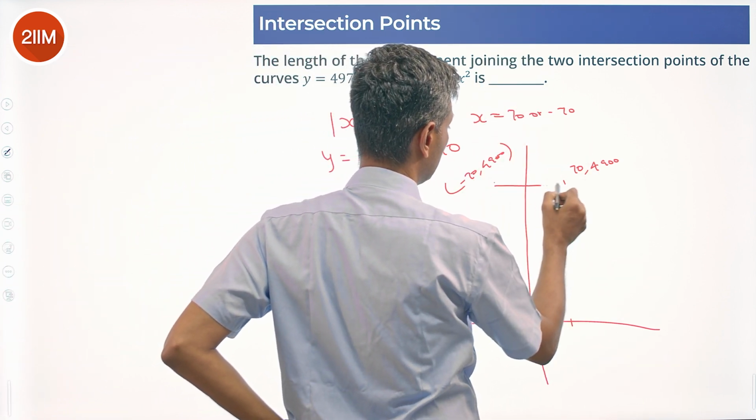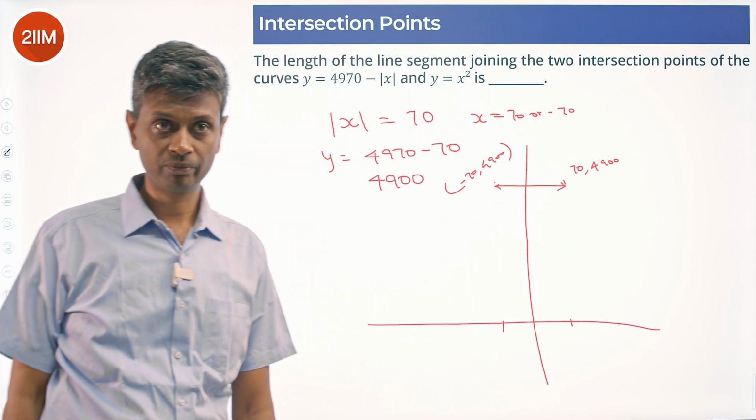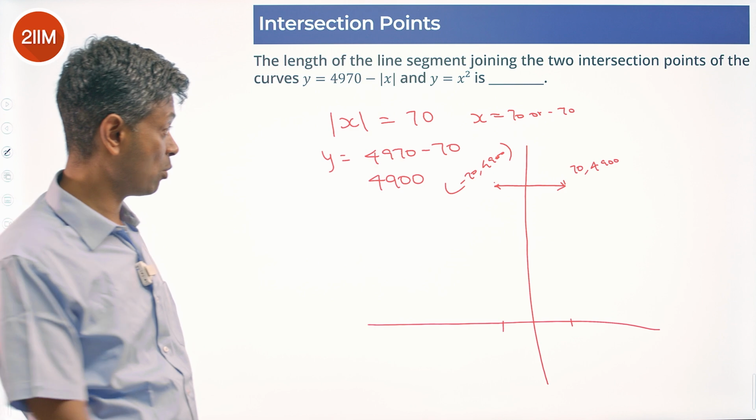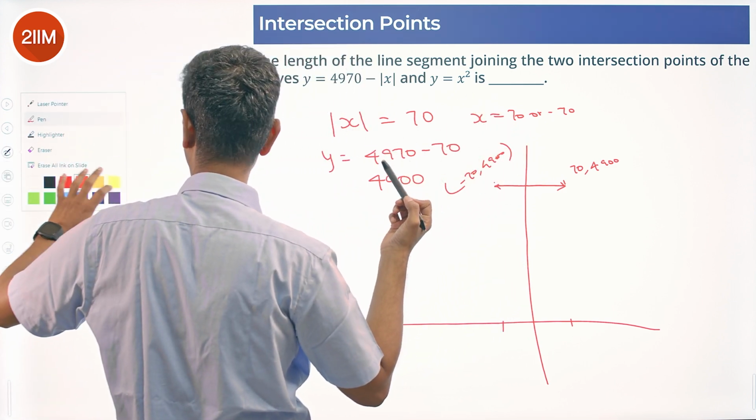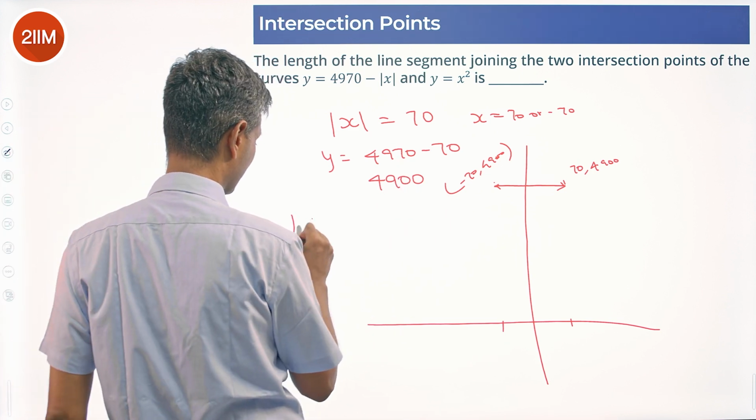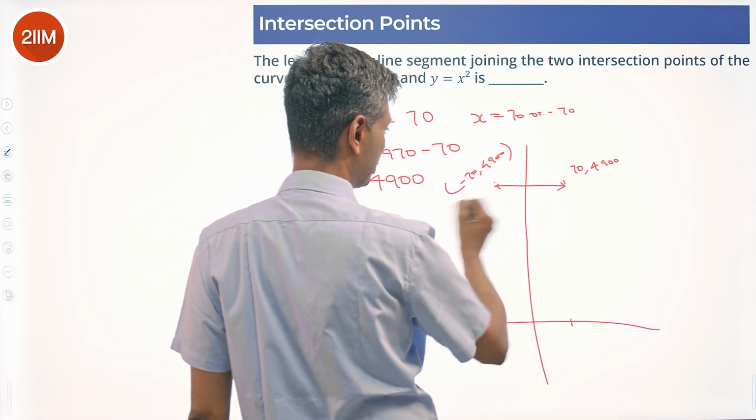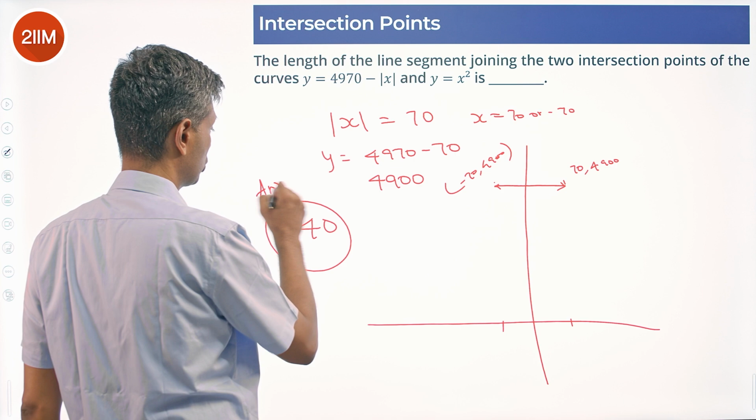What is the distance between these two points? 70 plus 70, 140. This is not required at all. So the answer is 140. Let's finish that off. This distance, 70 plus 70, answer is 140. That is our answer, the distance between those two points.